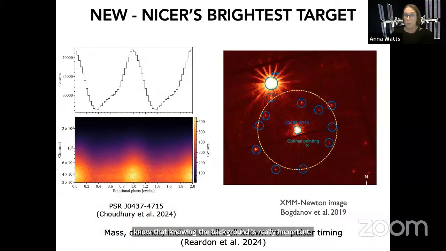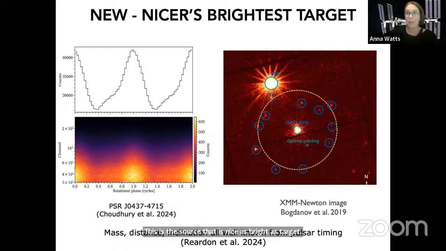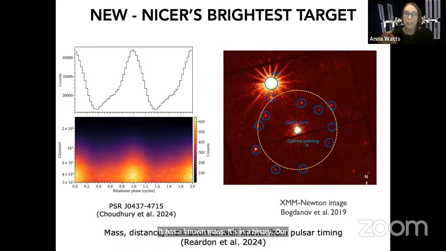So now let me come on to NICER's brightest target, which is the most recent one. Well, almost, not quite the most recent one. We have one more weird one now, but this is the big one that we wanted to publish. This is the source that is NICER's brightest target. And you can ask, well, why didn't you do this one first? It has a known mass. It's in a binary. Our radio pulsar colleagues at the Parkes Pulsar Timing Array were able to get a really good mass for this one. We knew the mass to about plus or minus 3%. It's a 1.4 solar mass neutron star. It's your typical textbook neutron star mass.